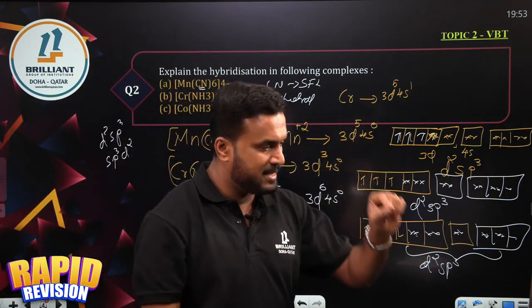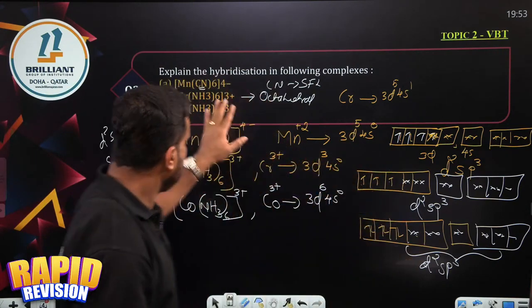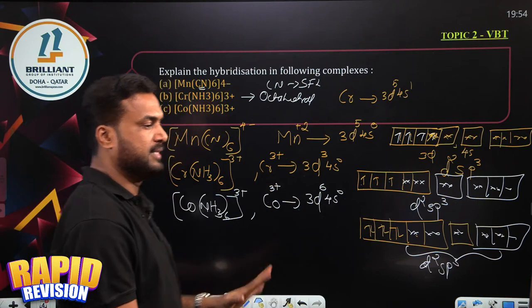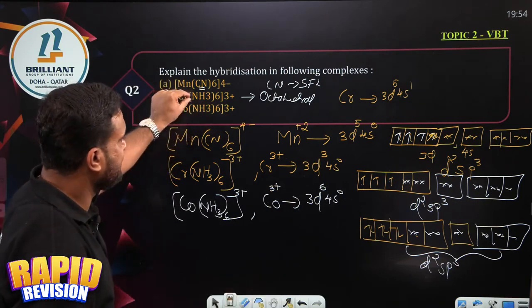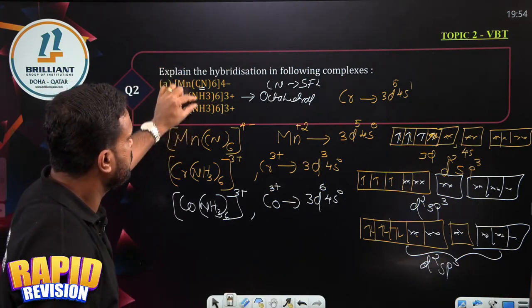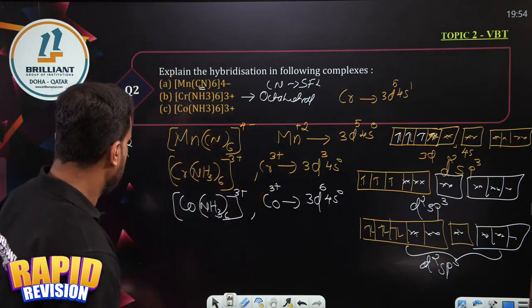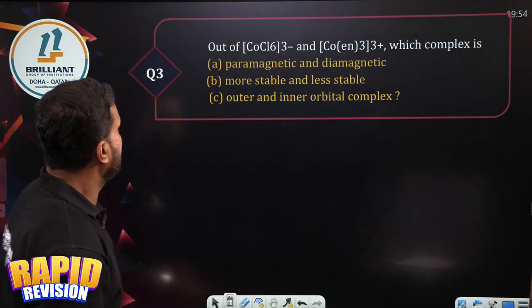So keep in mind NH3 has an exception with chromium as well as copper. That's all. That's why I selected this one. This one is normal and this one is normal, but this one is an exception. With copper also the exception is there. Okay, we will go to the next.